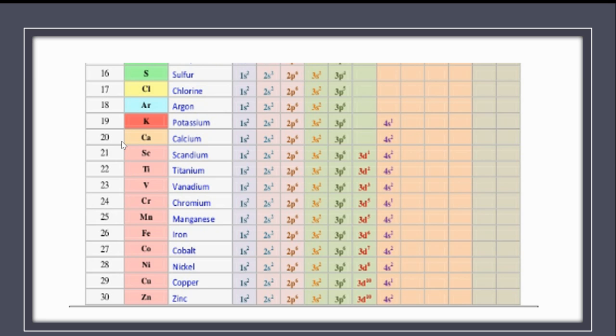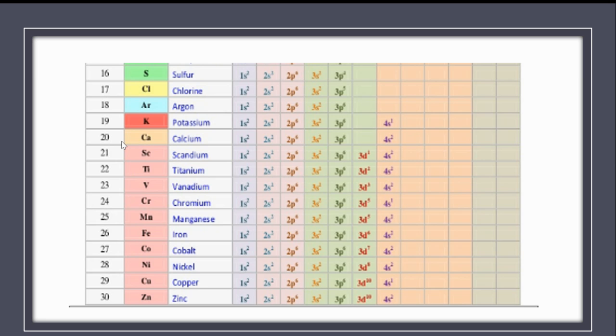And here, two things we should remember. There is an anomaly in the electronic configuration of two elements: one is chromium and the other is copper. Chromium has atomic number 24 and copper has atomic number 29. The anomaly in the configuration is because of the half-filled state and the full-filled state.